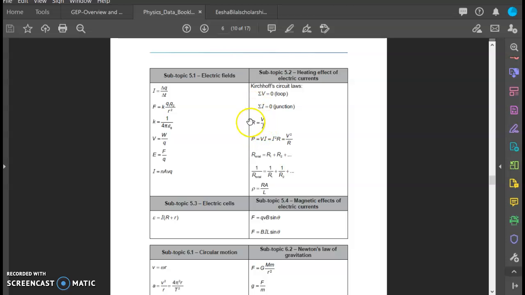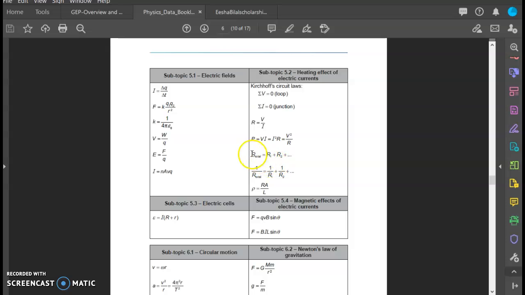This is Ohm's law, resistance, which has units of ohms, equals V over I. Voltage or potential divided by current. The symbol for current is I. It has units of amps. Power equals V times I. Power also equals I squared times R. Power equals V squared over R.